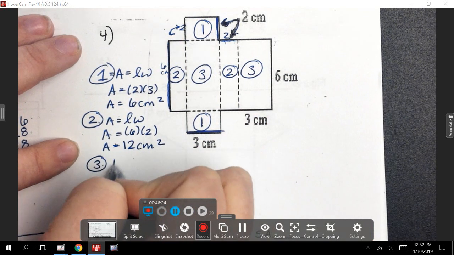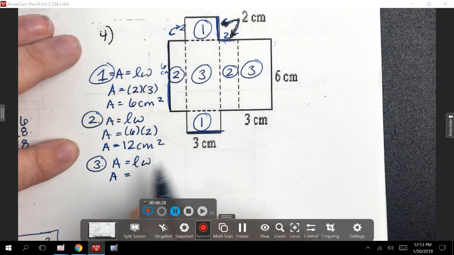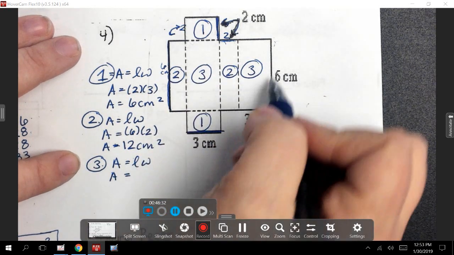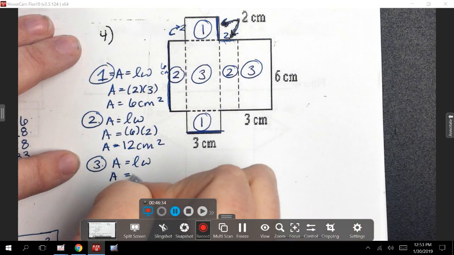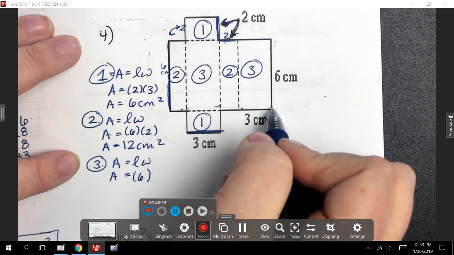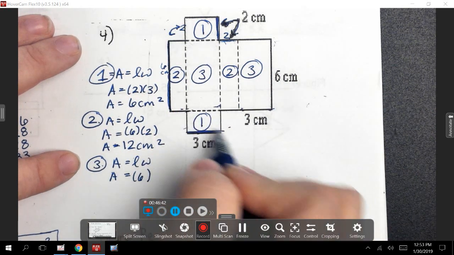And then for shape 3, area equals length times width. On shape 3, it's the larger rectangle. So I can see that obviously we're going to have 6 is that long length. So I have 6. And then the part telling me how wide it is, I can see over here on the side we have 3 here, which also matches the 3 in the center.